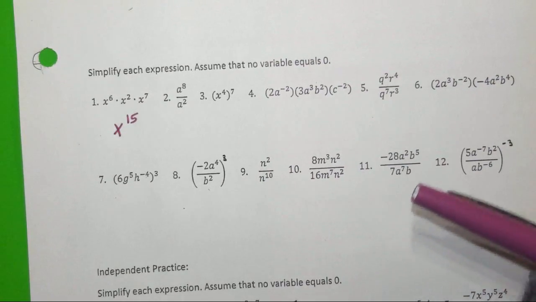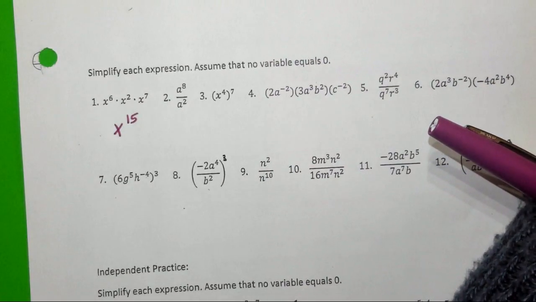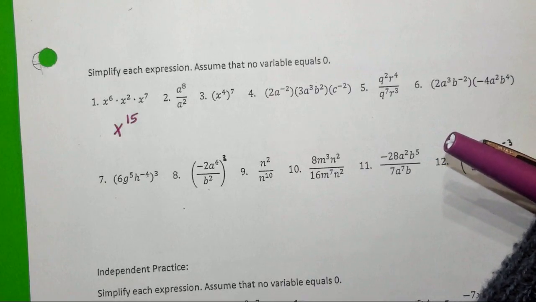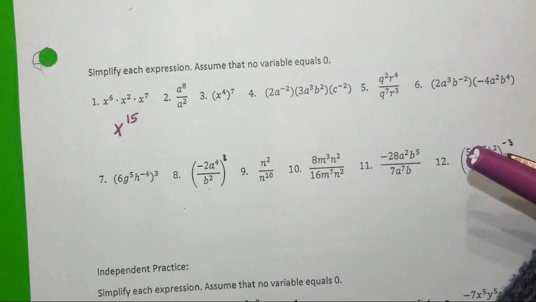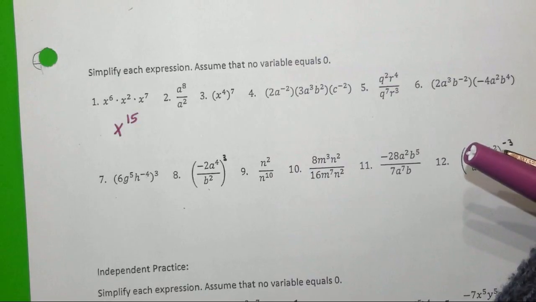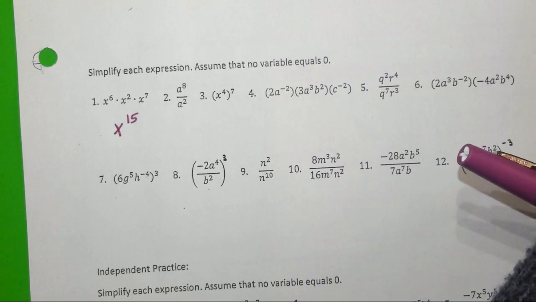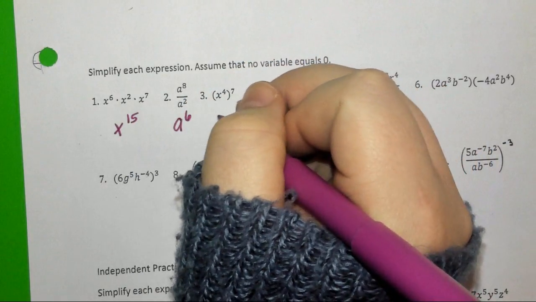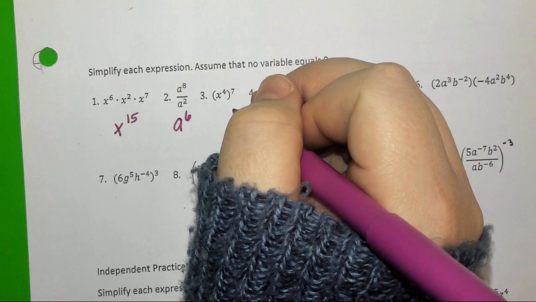X to the 15th. We add the exponents since we multiplied. 6 plus 2 plus 7 was 15. Okay, number 2. Yes, Paige. I heard 8 to the 4th. I don't know. We just subtract the exponent, so it's 8 minus 2, which is 6. Paige said it first.